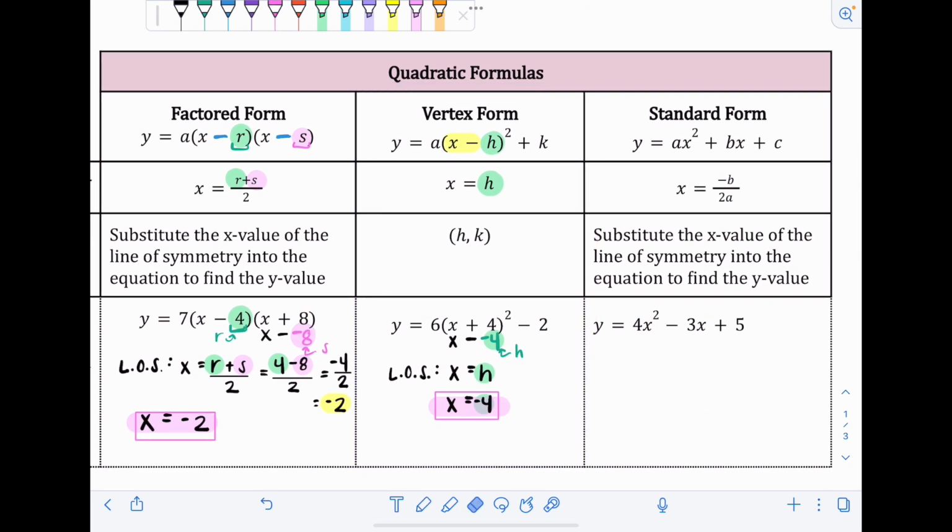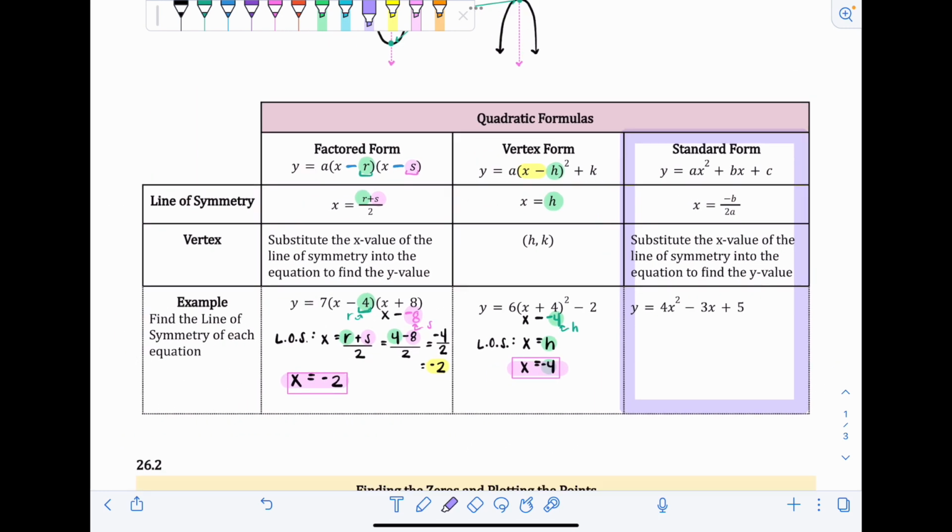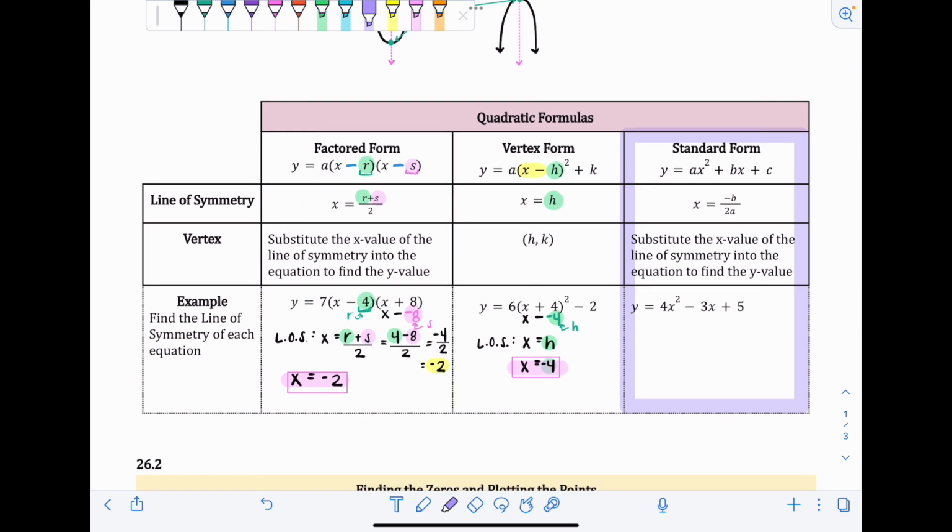Okay, so moving over to the last form, which is standard form. So standard form is y equals ax squared plus bx plus c. And then I'm going to zoom out just so we can see the side on the left. So that second line is a line of symmetry. The formula for the line of symmetry in standard form is x equals -b over 2a. So the b is referring to this b, which is the number in front of x, the coefficient of x. And the a in the 2a is referring to this a. It's the lead coefficient, or the coefficient of x squared. So that formula is how we find the line of symmetry.